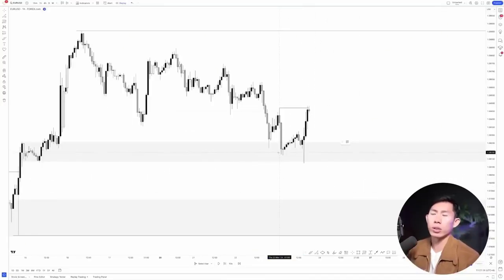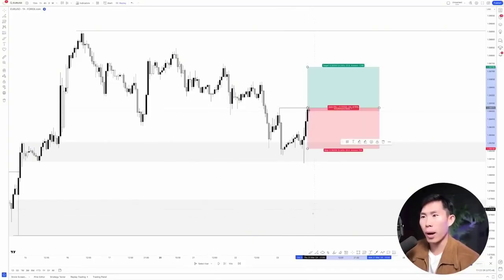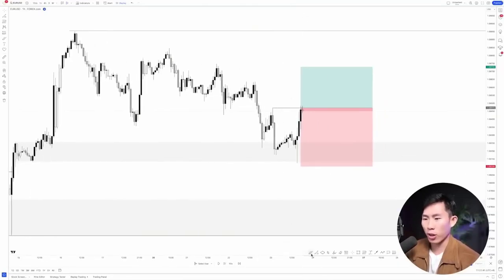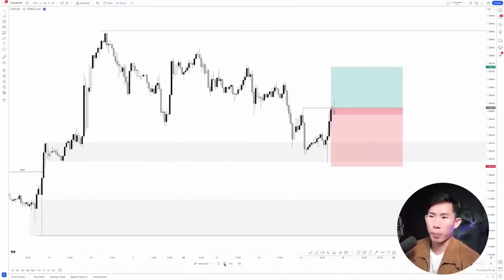When a strong low is formed just like this, once again, the retail traders are going to be entering for a buy right here, and they will be placing their stop loss below this strong low. After all, what could go wrong? This is a strong low. Price is not going to go lower than this. Price is just going to go up right now. So let's look at what happened next.